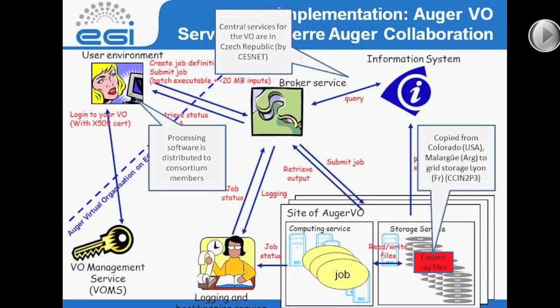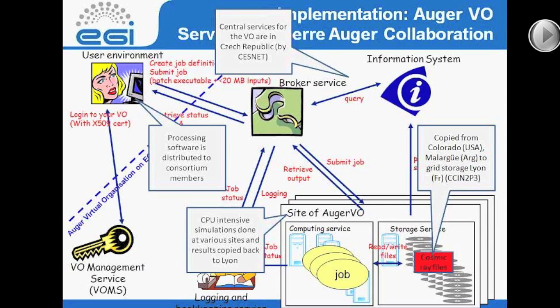And then the Auger collaboration develops software and distributes it centrally to its users in order to perform computation that can make sense of the cosmic ray data. So the users use the centrally distributed software to define custom interpreters of the data and to perform compute-intensive simulations using the cosmic ray files. These jobs are submitted to the different sites that support the VO, pick up the input data from the French site, write output data there, and write output data back to the user environment.